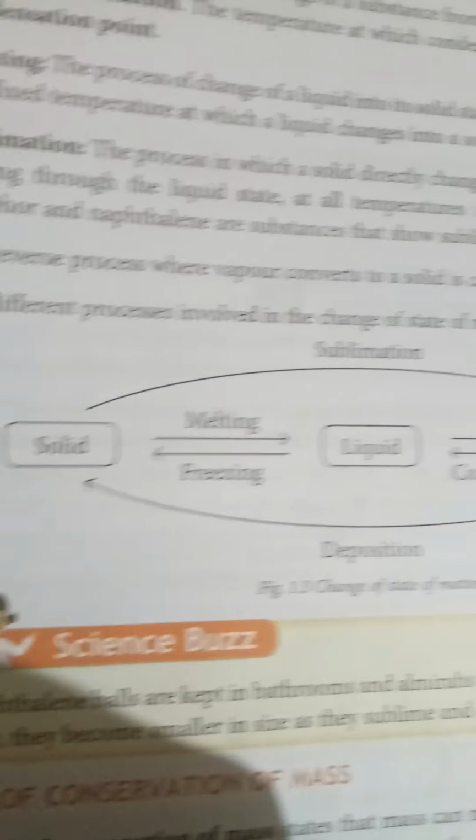The reverse process where vapor converts to a solid is called deposition. It means if the vapors appeared and again settled back down, in the form of solid or powdered solid, then that is called deposition. It means it will settle down.